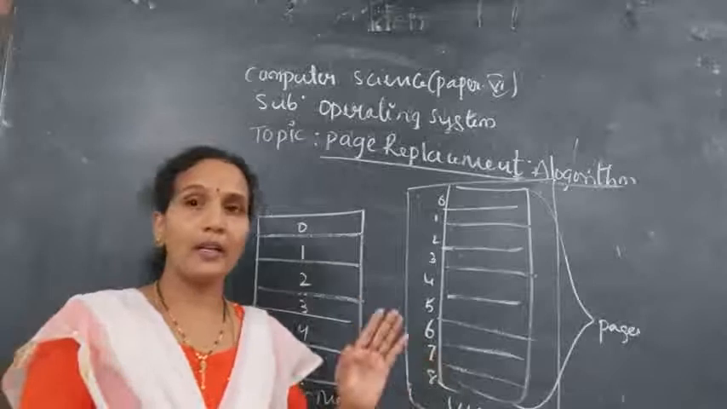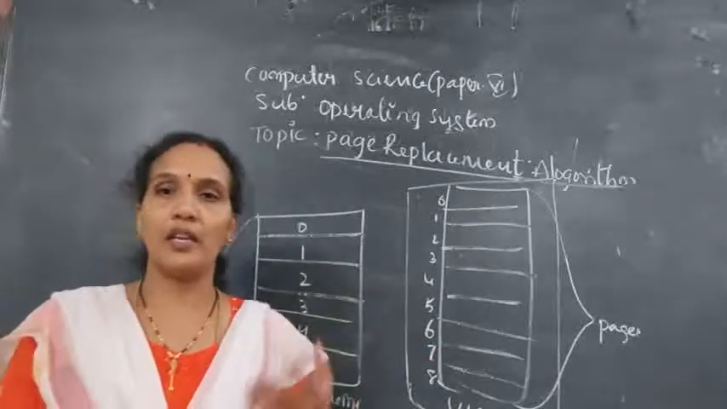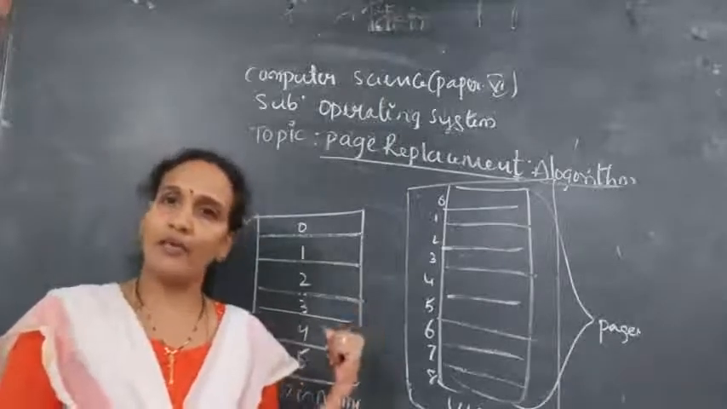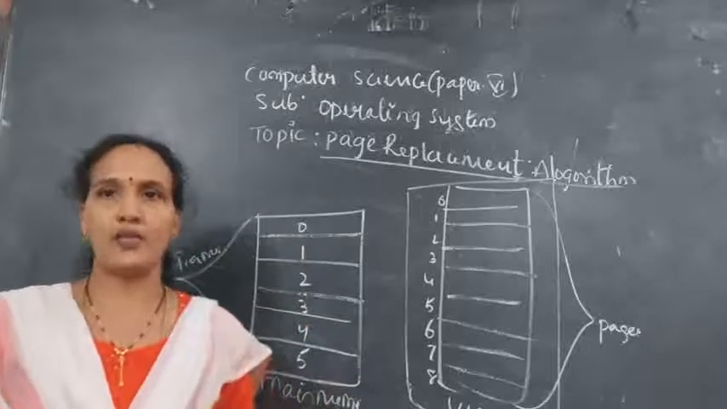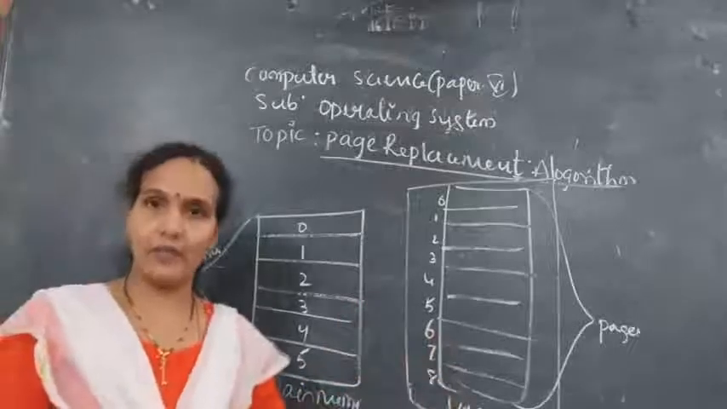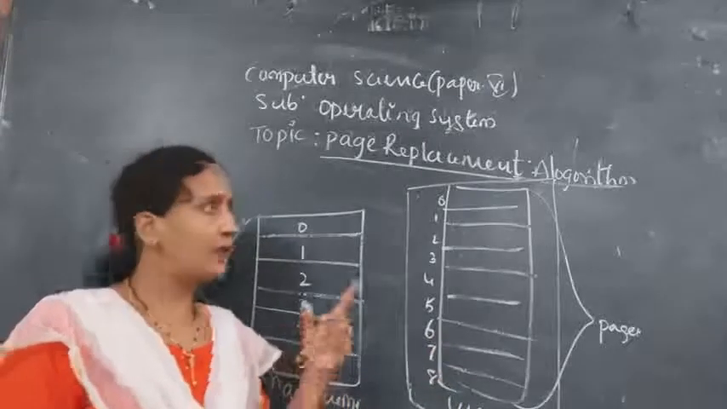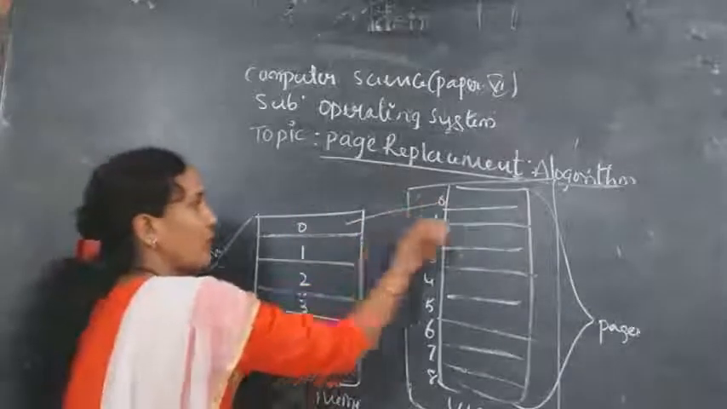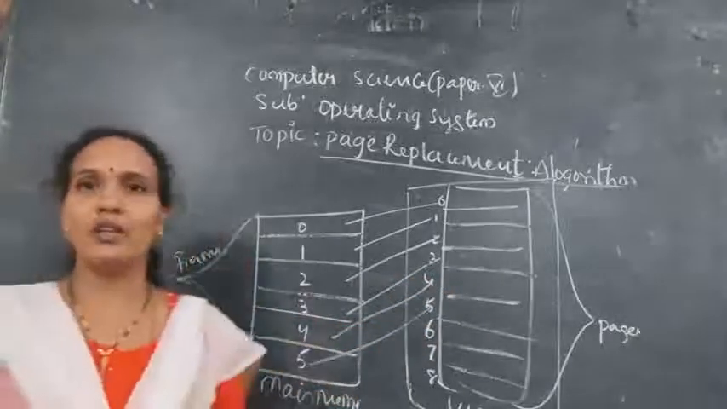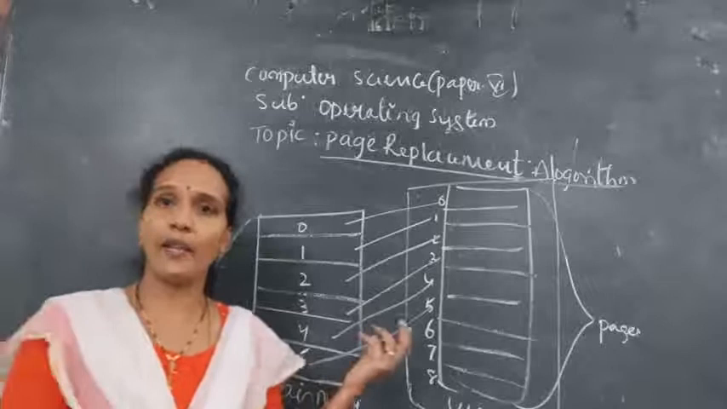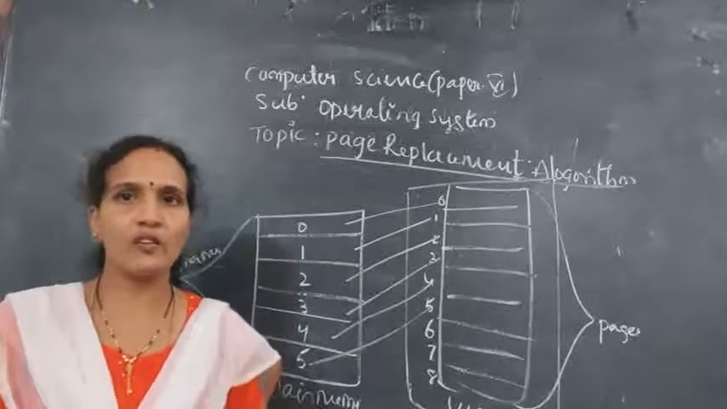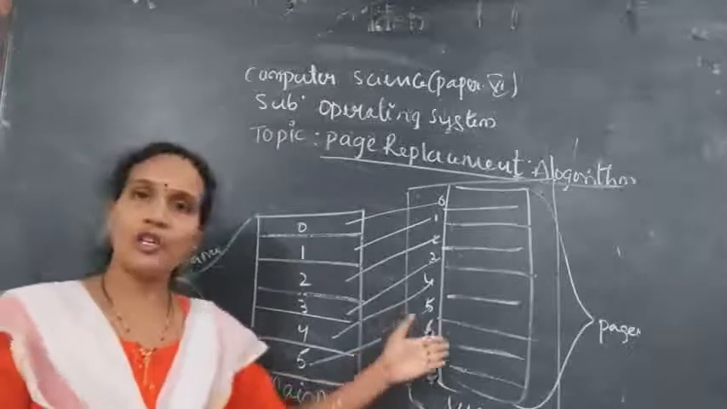But as I already explained, the virtual memory concept provides an illusion to the user that even if the program size is bigger than the main memory size, the program will still be executed. Here the user space is bigger than the main memory. So what happens? First we load 0, 1, 2, 3, 4, 5. But if we want to load 6, 7 and 8, where will those pages be loaded? When the sixth page is to be loaded into main memory, there is a situation of a page fault. There is no space for page number 6.